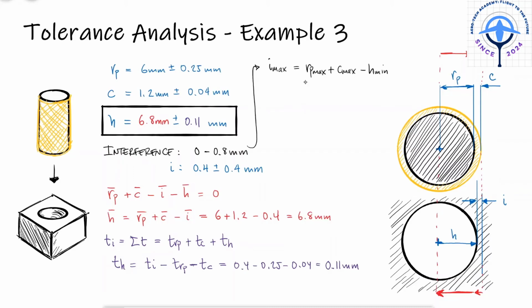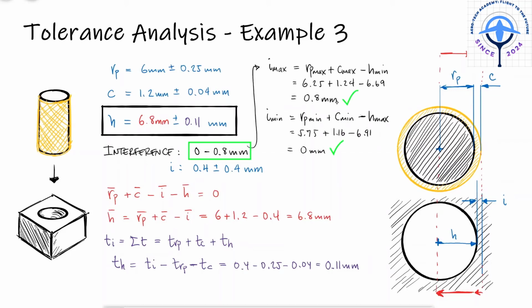With these values, we can check for the maximum and the minimum value for the interference. In some real-life applications, your interference or clearance range will be lower than the tolerances of the rest of the part. If, for example, we wanted an interference range from 0 to 0.2 millimeters, this would clearly be impossible since the tolerance for the pin itself is already 0.25 millimeters. So even if every other dimension didn't vary, the interference would vary by 0.25 millimeters.